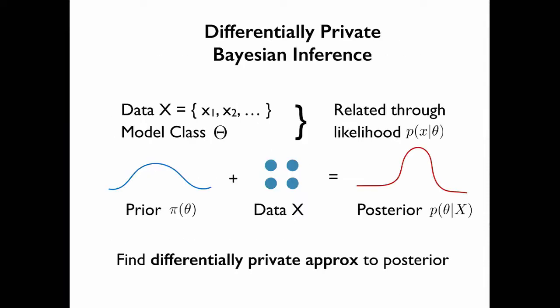Okay, so next, let us look a little bit at differentially private Bayesian inference. So what is Bayesian inference? Again, here the idea is that you have a whole bunch of observations, data x1, x2, and so on, and you have a model class theta, which are related through a likelihood p of x given theta, right? You begin with a prior over theta, which tells you your prior belief, right? So you have some beliefs about theta, which are captured by a prior. You get your observations, and using your observations, you can update your prior into a posterior.